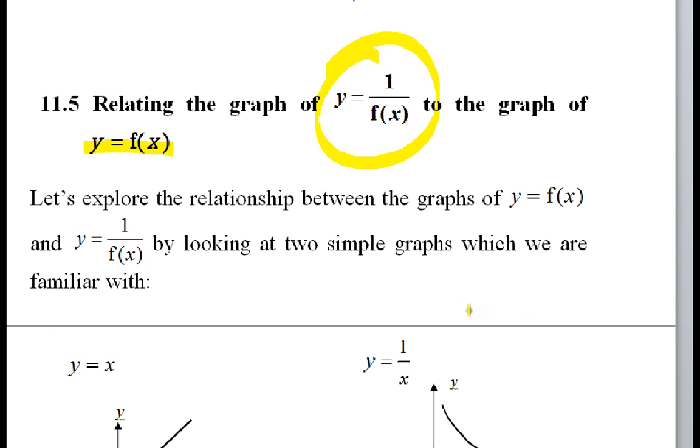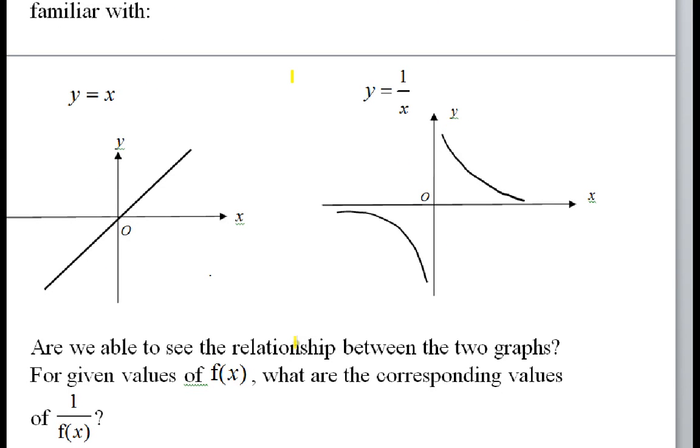Now, can we just do a quick observation of two very standard graphs? Can I have attention? All look up. Don't look at your notes, please. Don't play cheat. Are we able to see some relationship, a very quick relationship, between y equals x and y equals 1 over x?